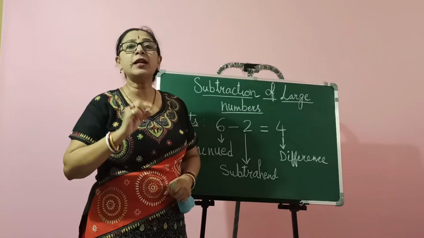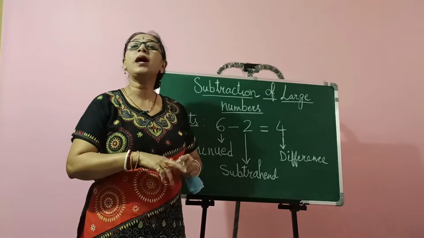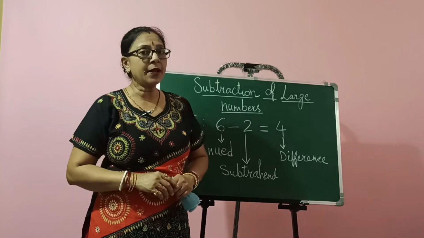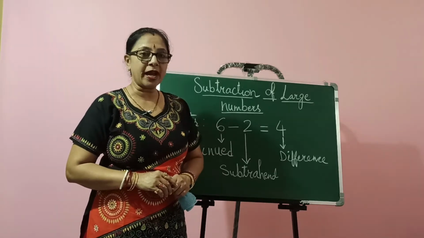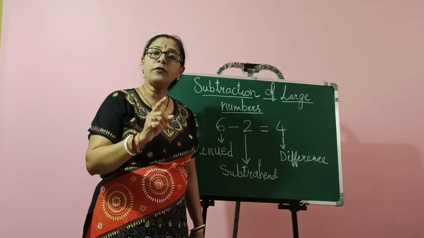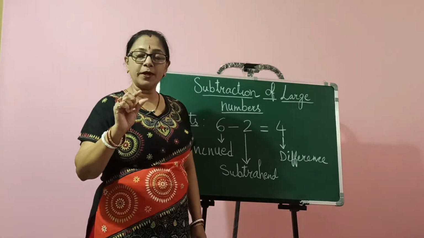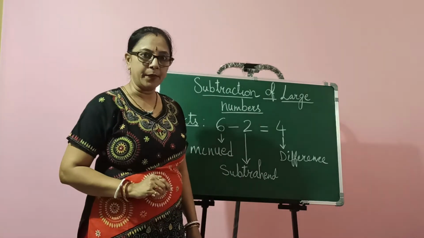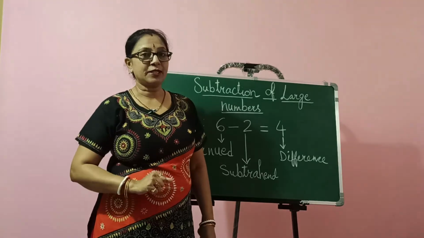Always a smaller number is subtracted from a larger number or a big number. We cannot subtract a big number from a small number. We always subtract a small number from a big number. Now, this is the first fact.